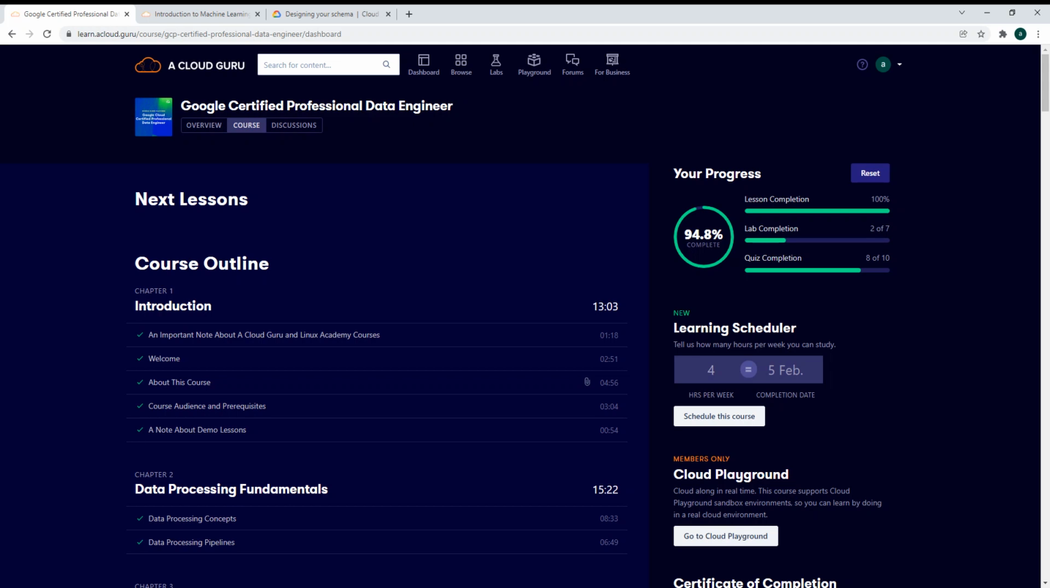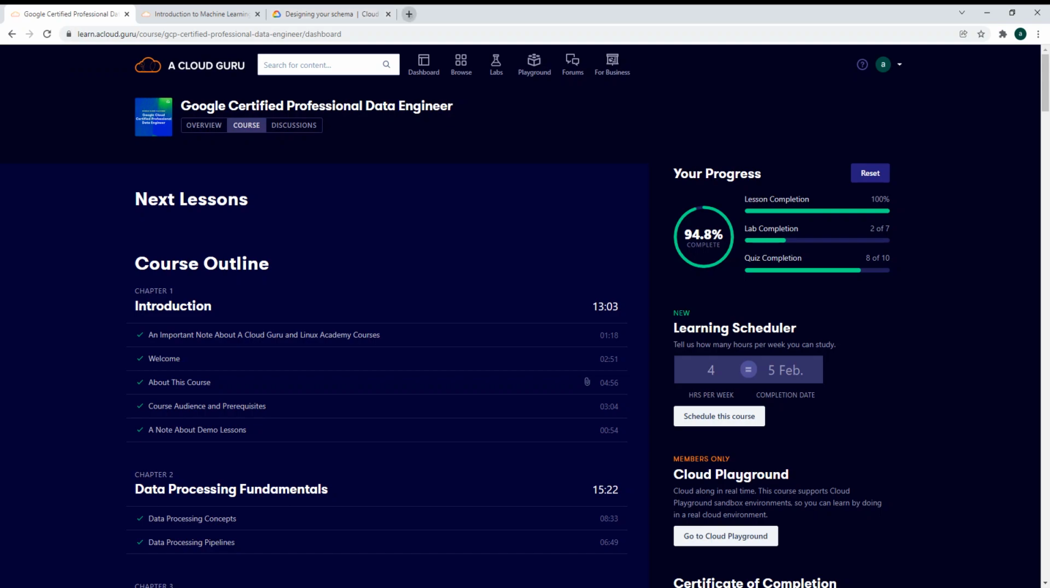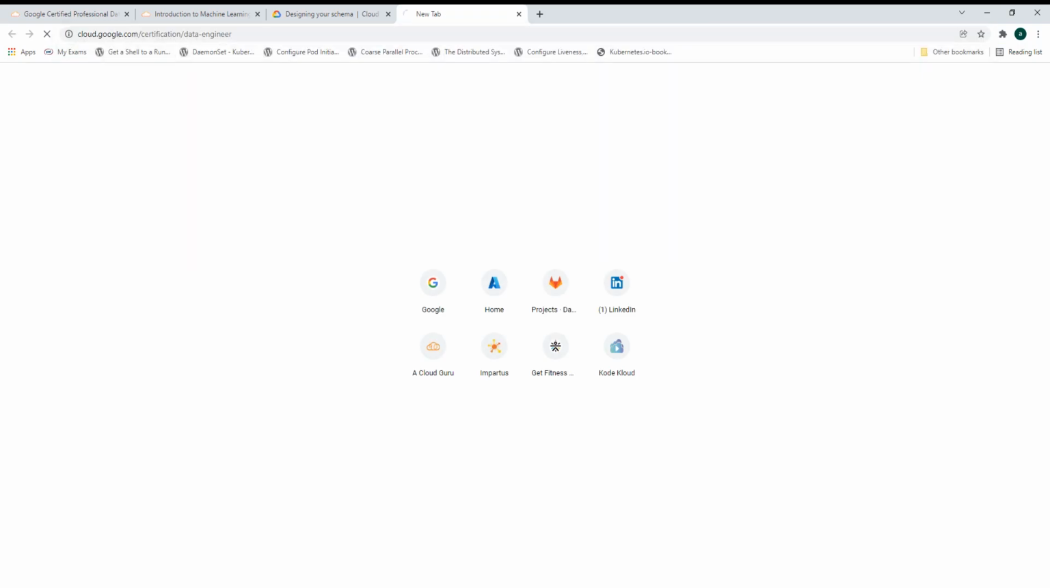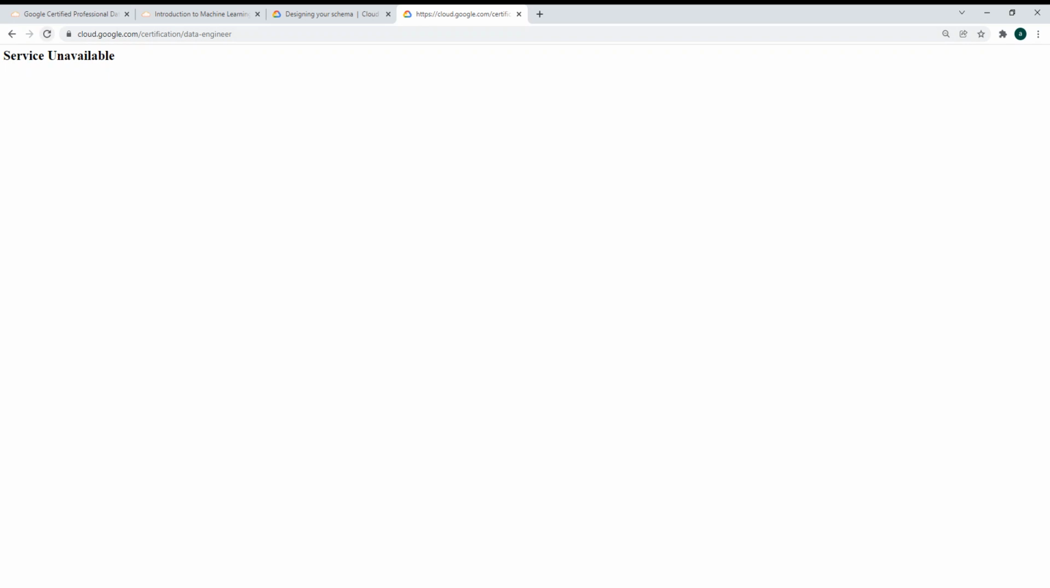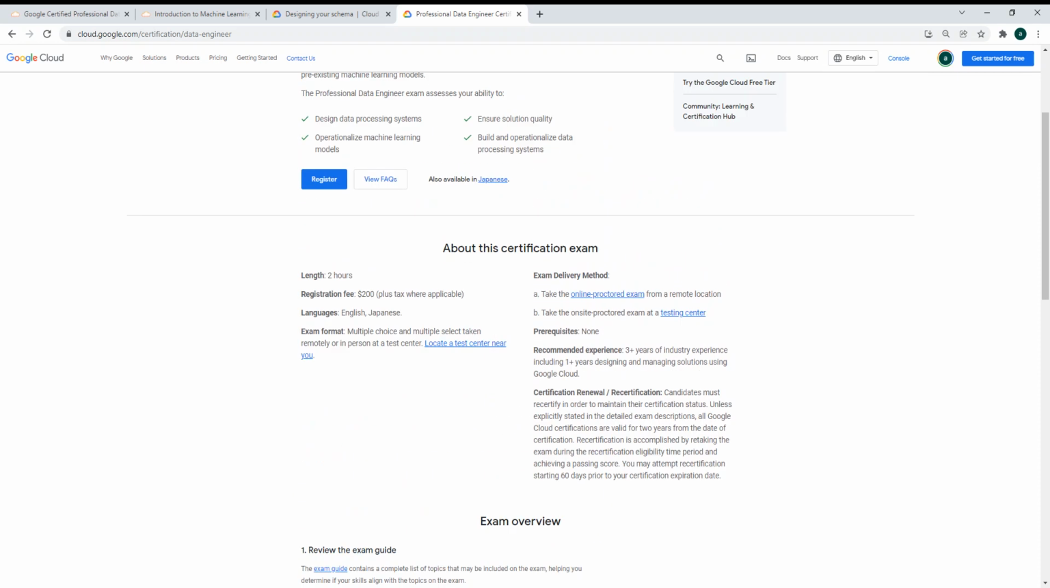I gave the professional developer exam as well, and did my learning through this site only. So if you go through the content, first of all, as usual for every exam, this is the exam guide for the data engineer exam. We'll just open it and see what needs to be covered in it. You need to just follow this.